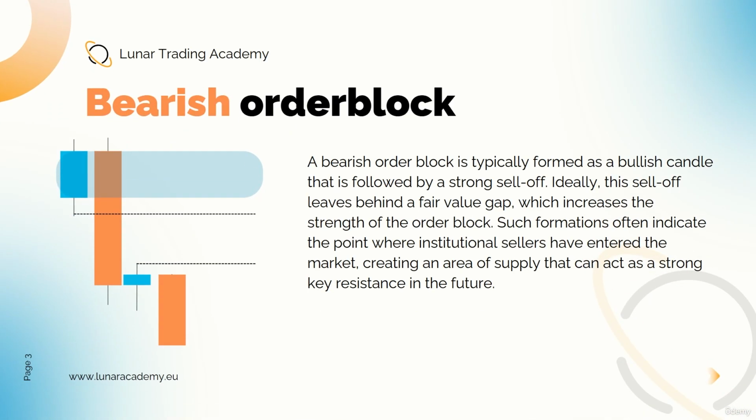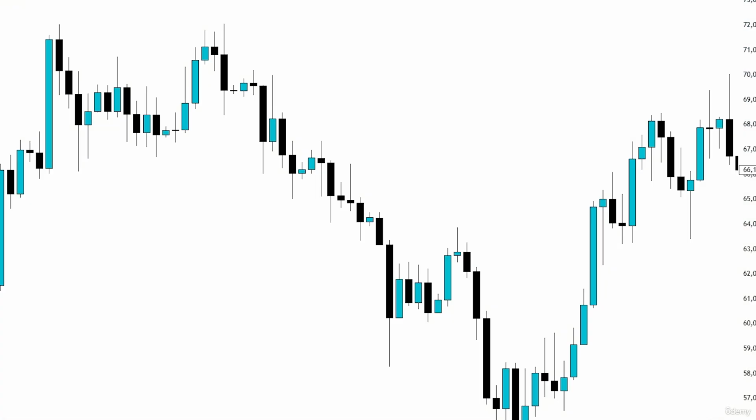Let's start with the bearish order block first. The zone of a bearish order block encompasses the entire body of the bullish candle that precedes the aggressive sell-off. So, when you see a sharp price drop that leaves behind an imbalance, also known as a fair value gap, look for the last bullish candle before this drop. The edges of this bullish candle form the bearish order block, which will likely act as a level where the price may react again in the future.